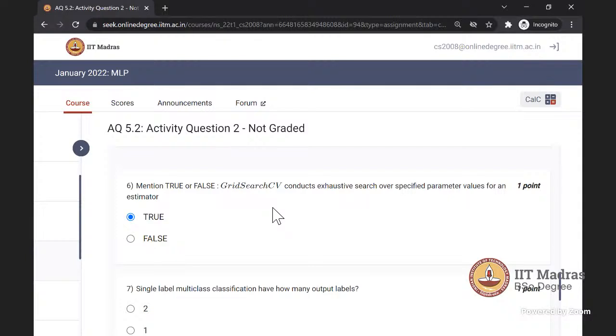See, the randomized search actually leaves out some of the candidate samples. It does not do the exhaustive search. Am I right?